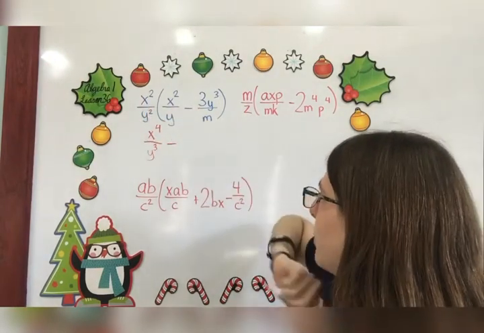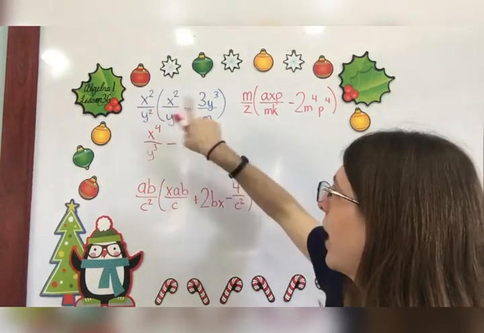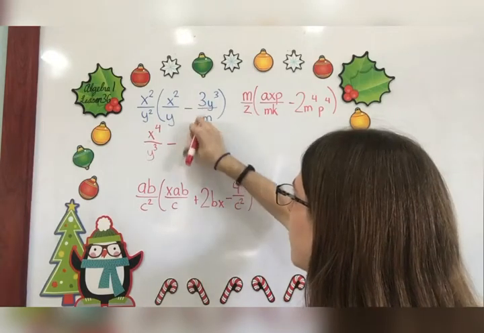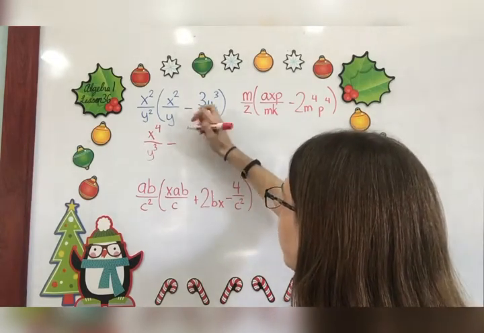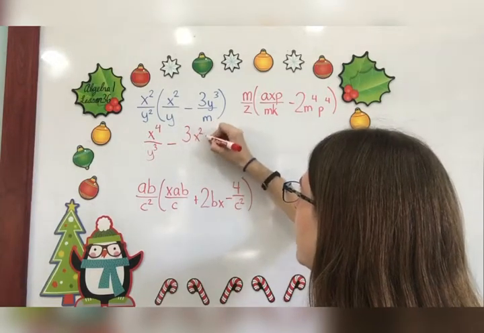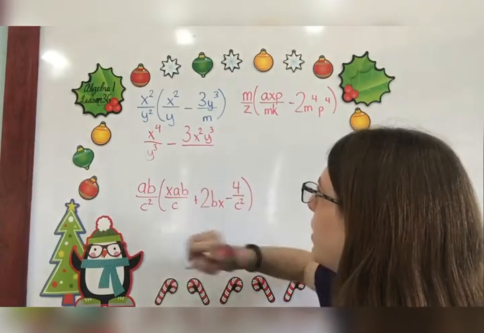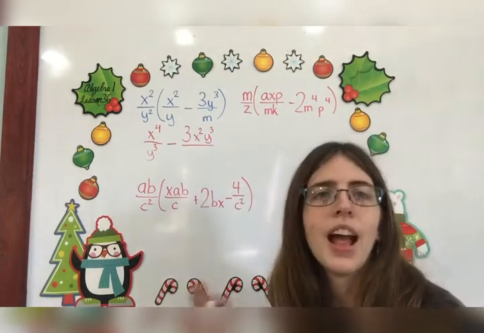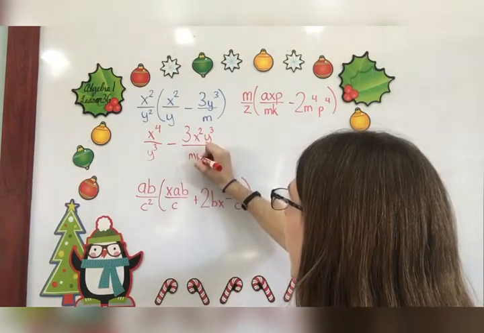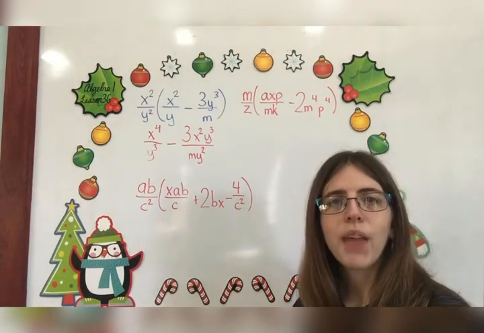Now I'll multiply my numerators. x squared times 3y cubed. Well, there's nothing that I can combine, no like terms, so I just write it out. 3, and I'm going to write my variables in alphabetical order, so I'm going to do x squared first, and then y cubed. Okay? Now let me do my denominators, y squared times m. There's nothing to combine, so I just go ahead and write it out. y squared m.